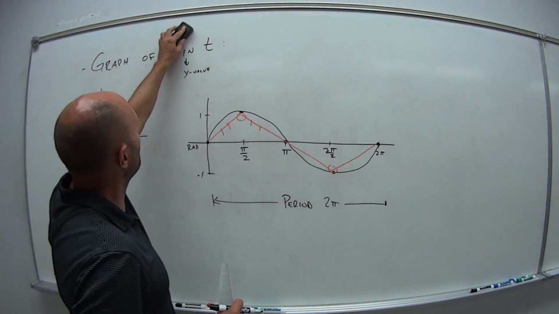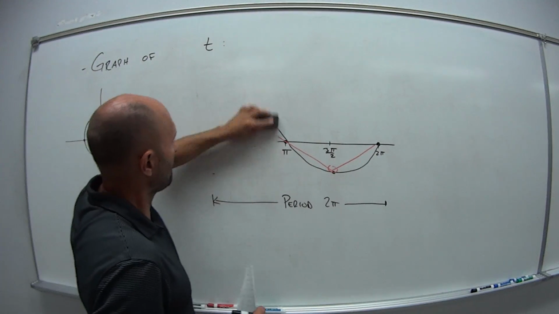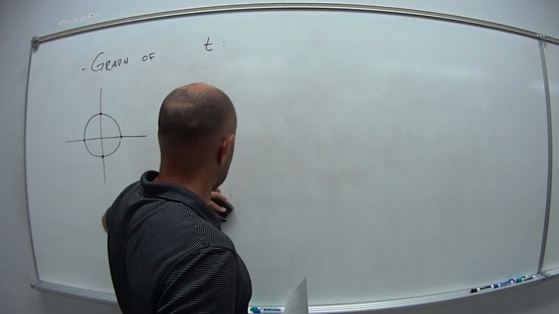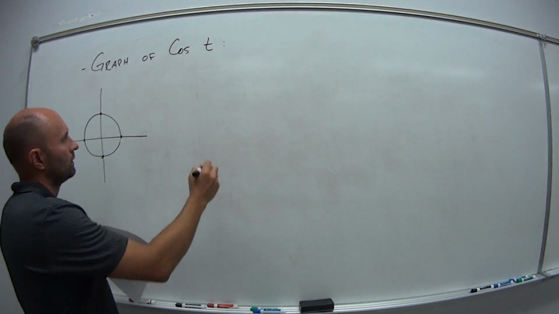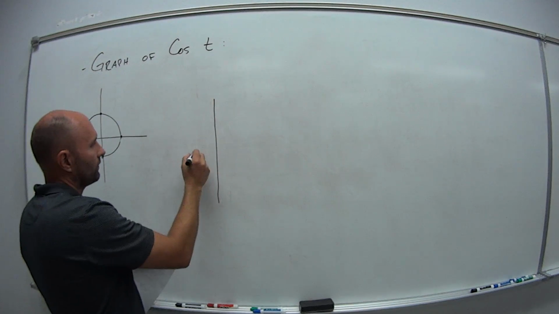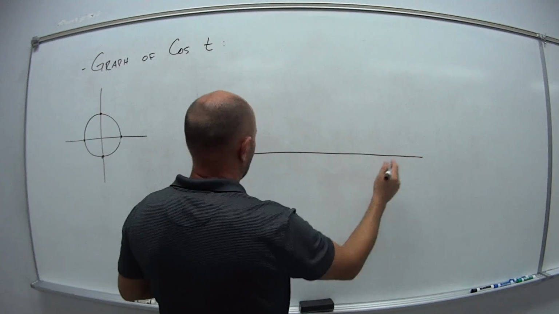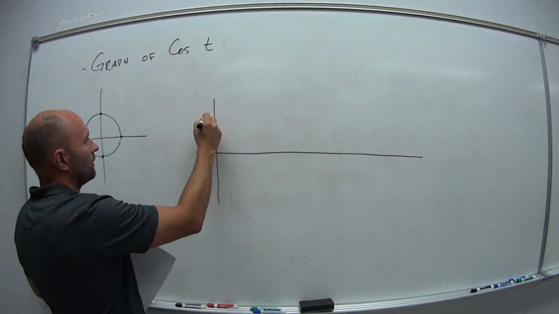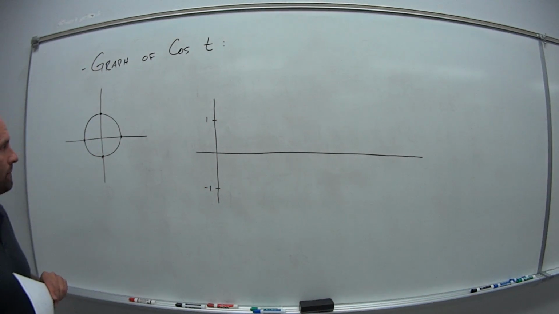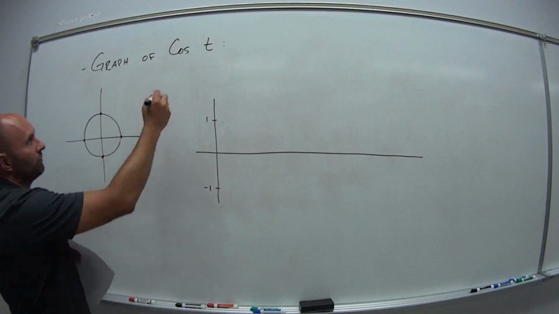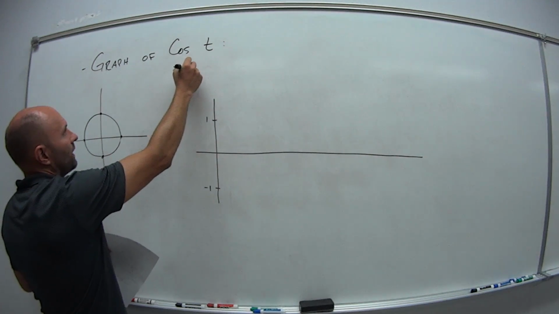What about cosine of t? So again, we'll draw this same sort of sideways cross. We're going to go as high as 1 and as low as -1 this time. Again, cosine of t is what? That's our x values.